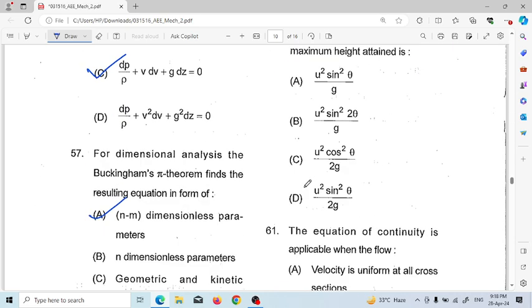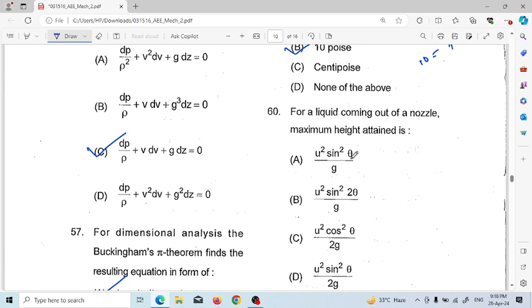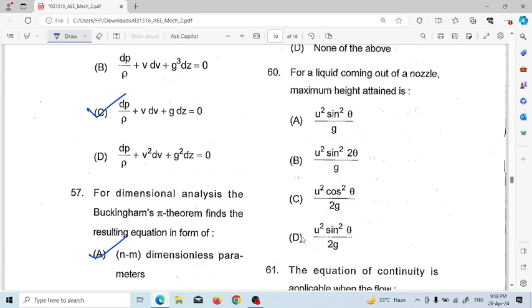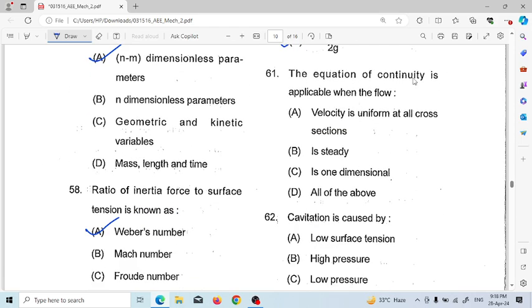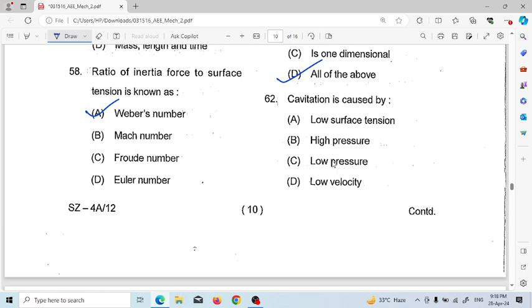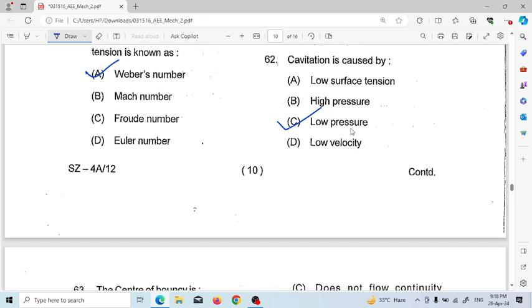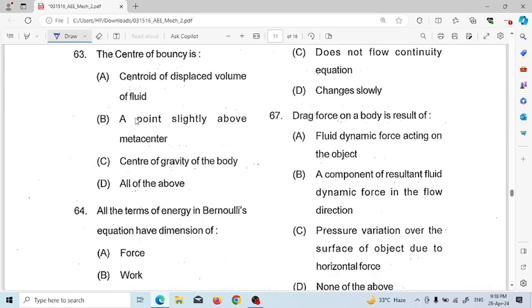Next, question number 60. For a liquid coming out of a nozzle, the maximum height attained is u square sin square theta divided by 2g. Next, the equation of continuity is applicable when the flow is steady, one-dimensional, and velocity is uniform at all the sections. So option D is the correct answer, all of the above. Cavitation is caused when pressure is low. Next, question number 63. The center of buoyancy is the center of the displaced volume of fluid. Option A is the correct answer.